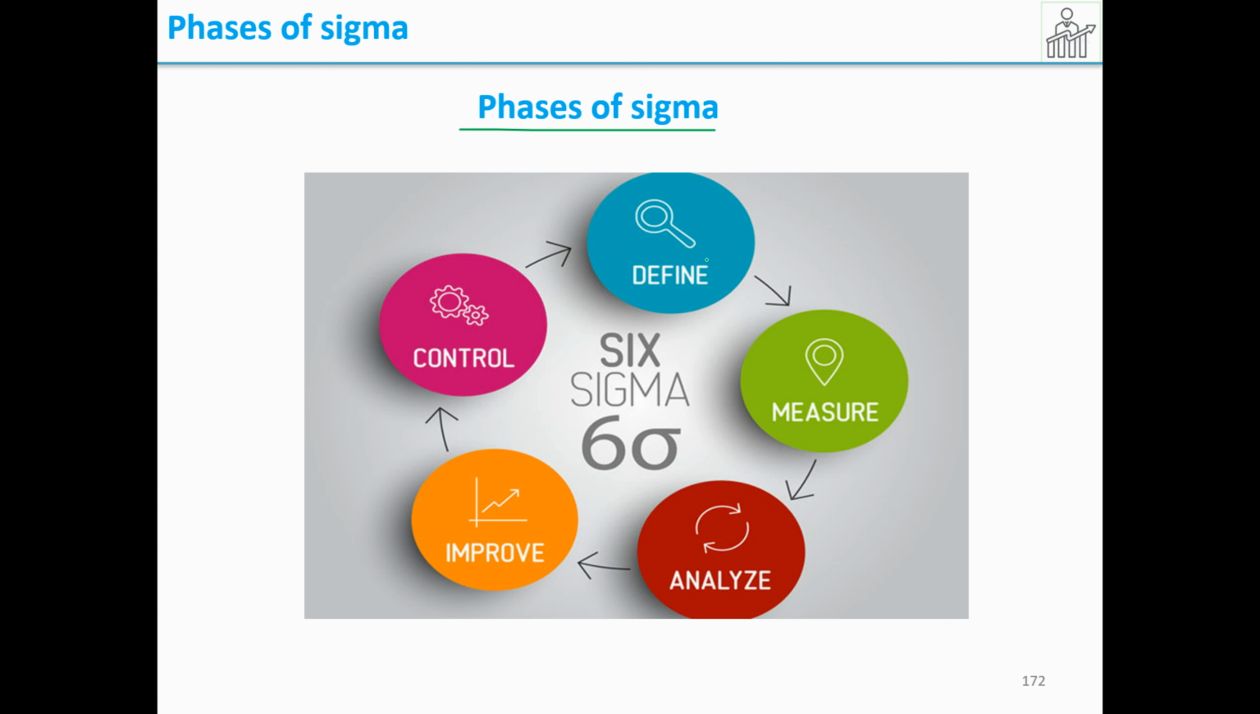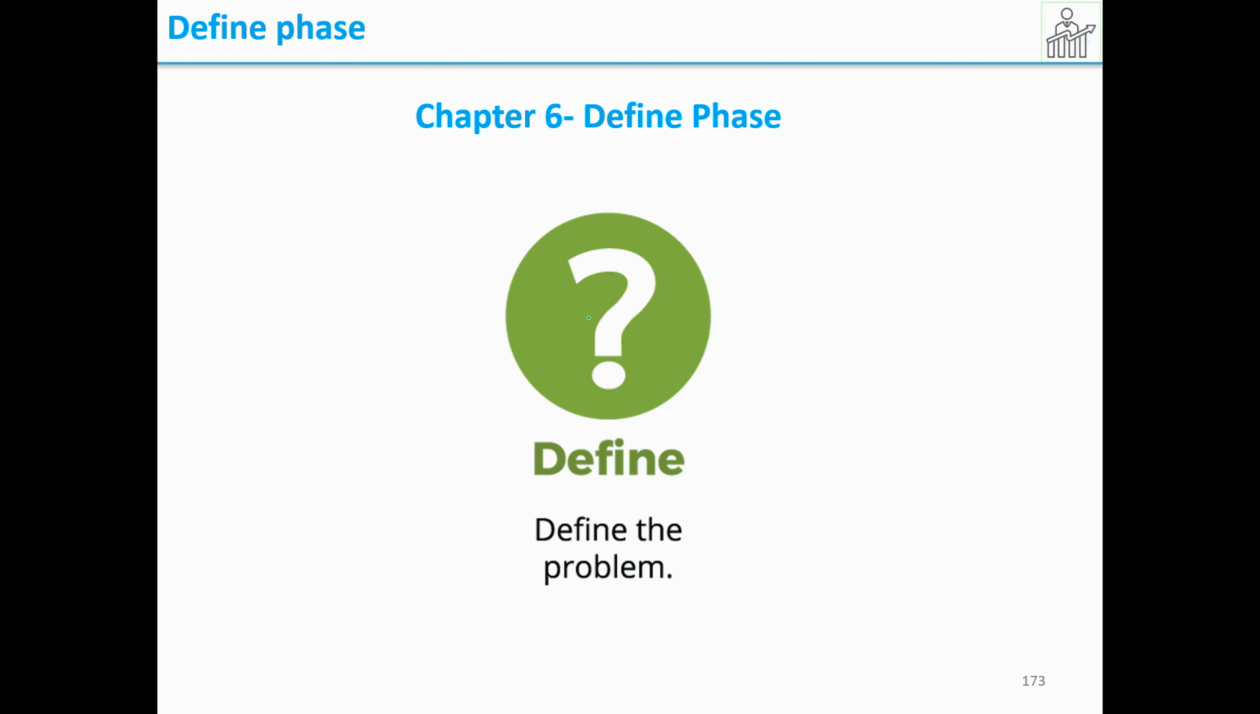The phases of Six Sigma are define phase, measure phase, analyze phase, improve phase, and control phase. So, what is define phase? In define phase, we define the problem.